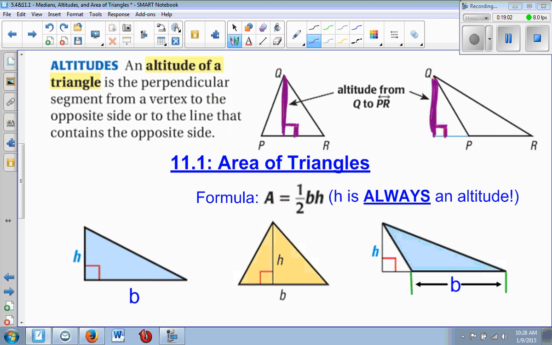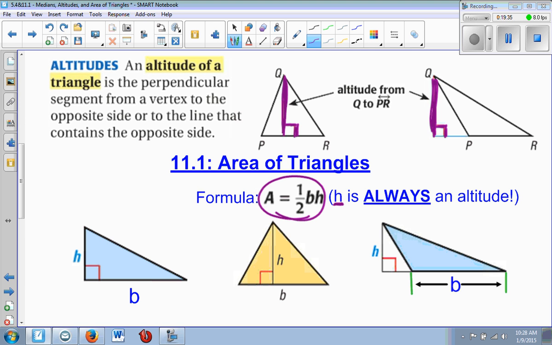Now, why is an altitude important? Because anytime we find the area of a triangle, we use the formula 1/2 base times height. Now, the deal with that formula is that h is always an altitude. So if you think about that, an altitude has to hit at a 90-degree angle, which means that the height of the triangle always has to hit at a 90-degree angle. You'll never use a slanted side as the height of a triangle. It has to meet at a right angle.